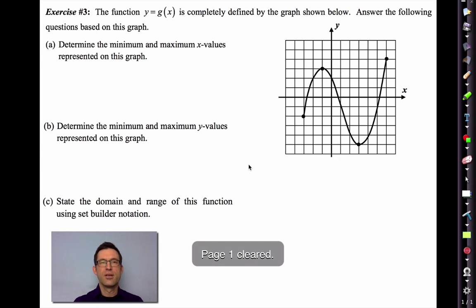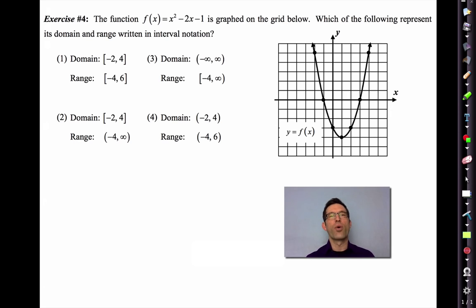All right. Exercise number 4. Oh, here comes interval notation. The function f of x equals x squared minus 2x minus 1 is graphed on the grid below. Which of the following represent its domain and range written in interval notation? All right. Well, take a look at the fact that there's arrows on that. What that means is that the graph just keeps going on and on and on, heading to the left, heading to the right, forever. Right? As well, notice that the minimum y value, 1, 2, 3, 4, is -4, and then it just goes up forever.